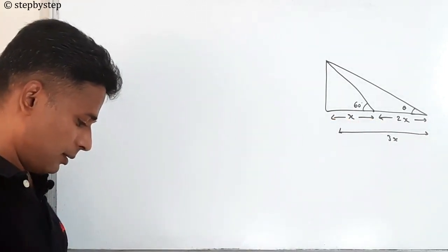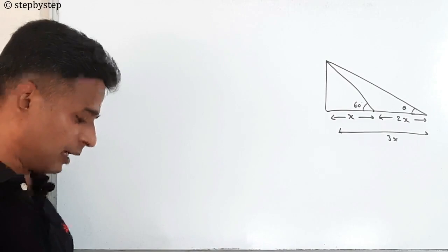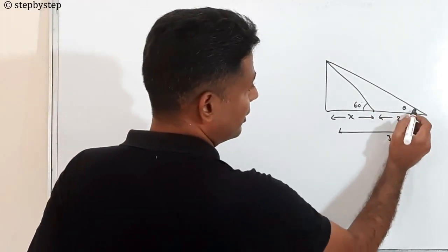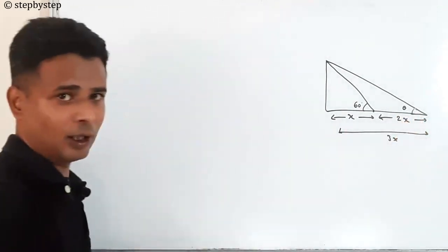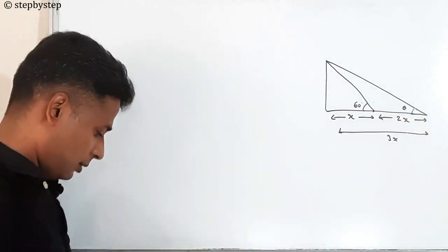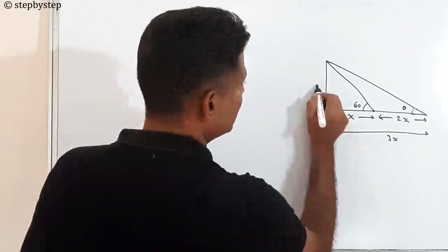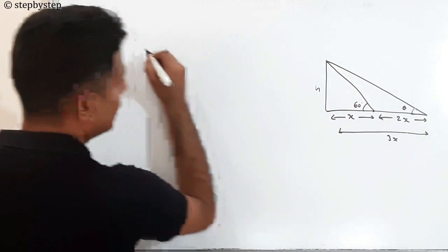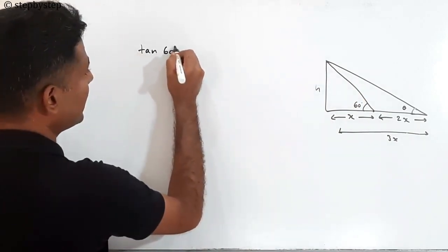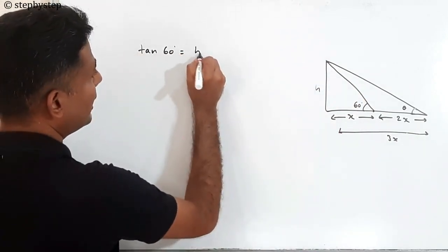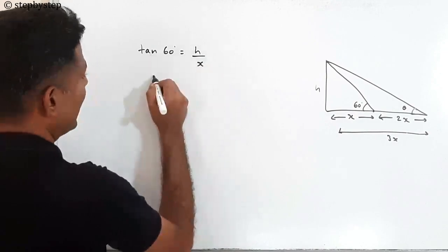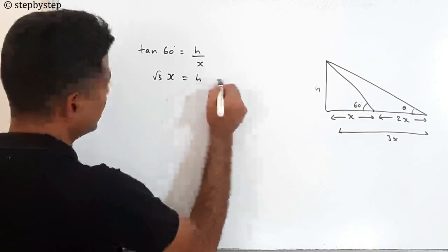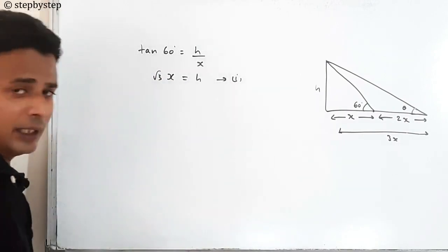Alright. Find the angle between the sun rays and ground at the time of the longer shadow. So they have asked us to find this angle. Now let the height of the flagstaff be h. Now from this, what do we get? Tan 60 degrees equals opposite by adjacent, that is h by x. So tan 60 is root 3. When I take x this side, it becomes root 3 x equals h. So we got our first equation.